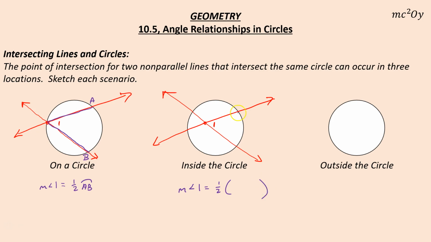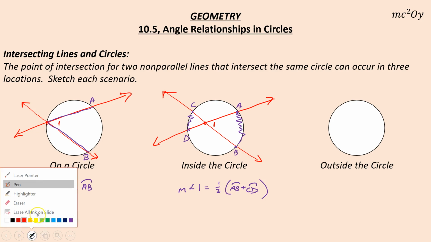We no longer have just arc AB to deal with, because we've created another arc over here by moving it inside. We now have CD to deal with as well. So it's 1/2 of arc AB plus arc CD. One way to think about it is this cross makes almost like a plus sign. Okay? So angle 1 is 1/2 of this arc plus this arc. Now once again, there's a big proof for this.